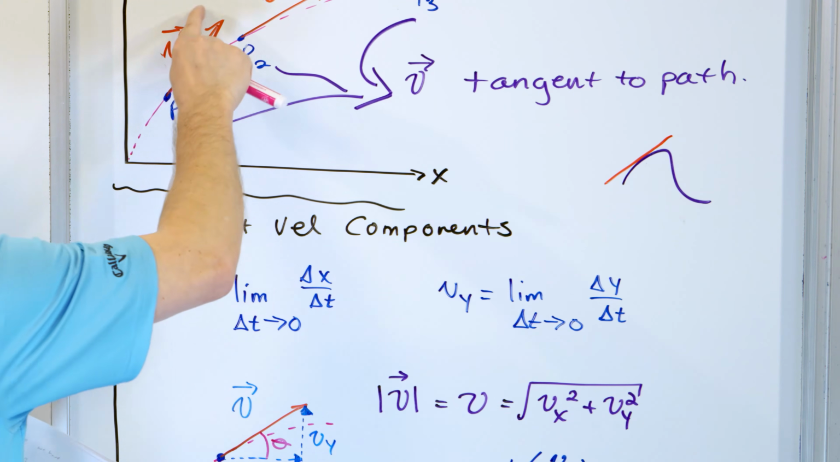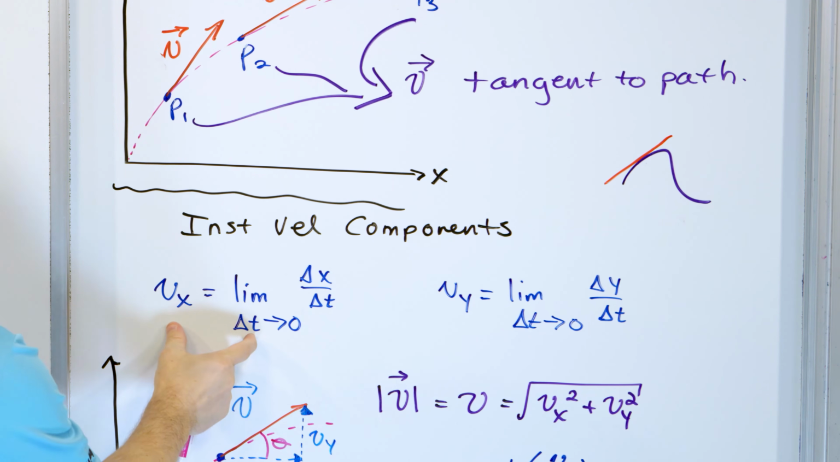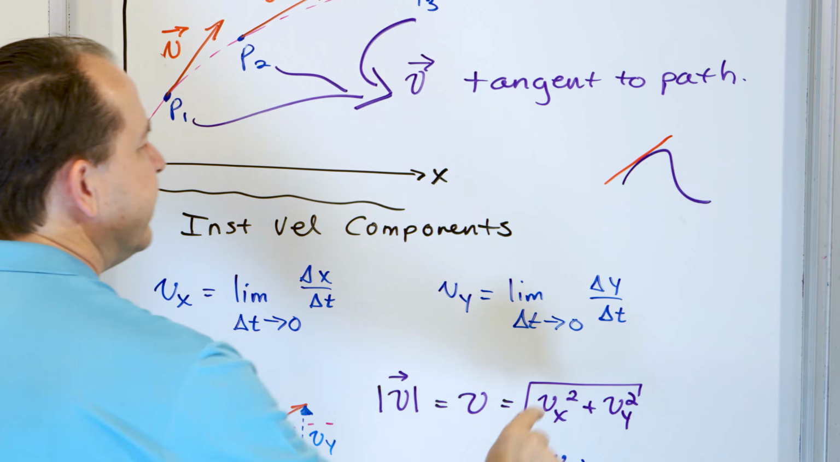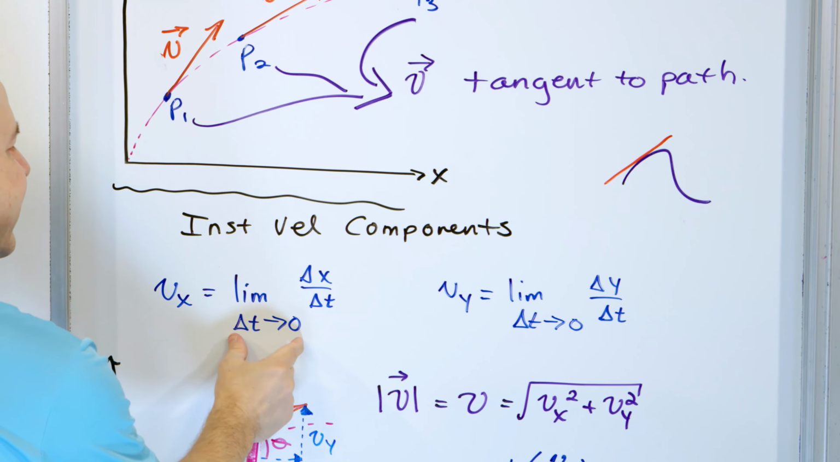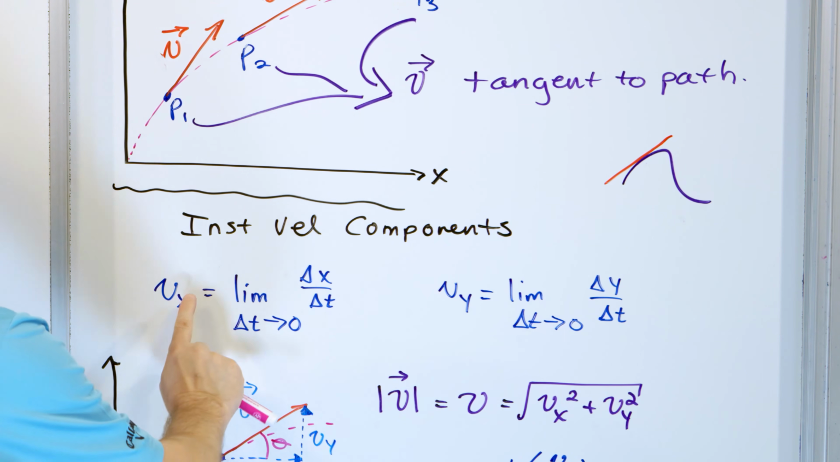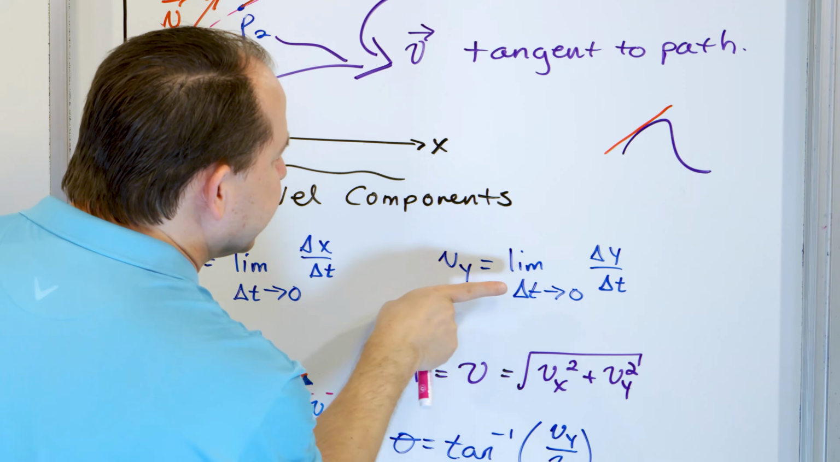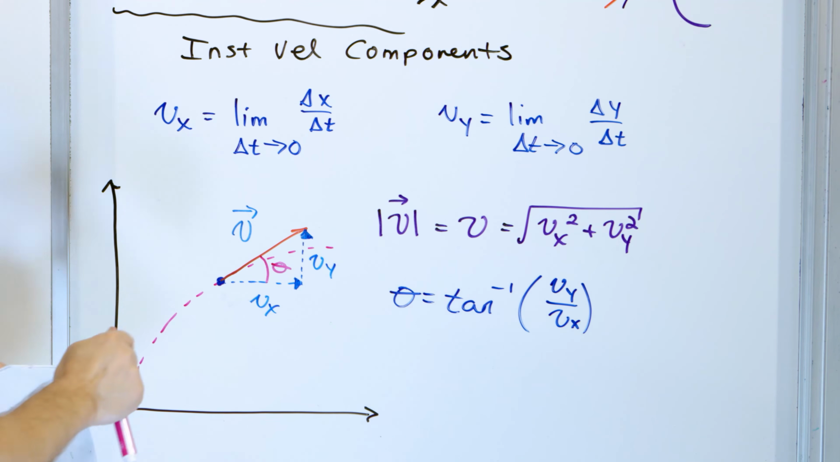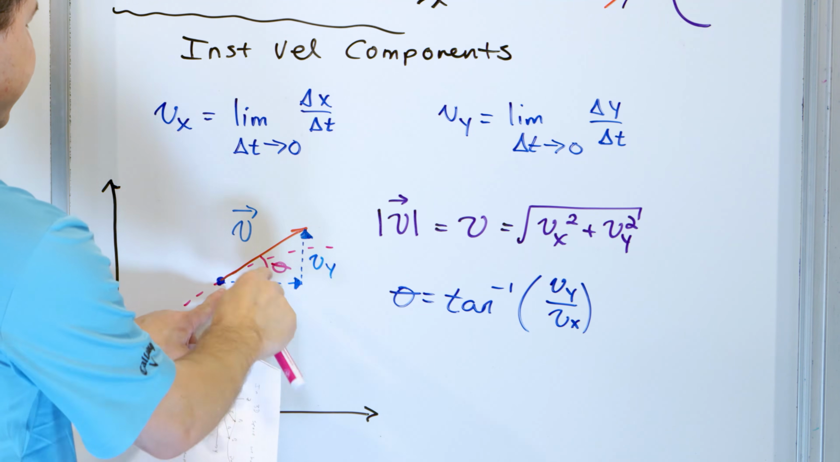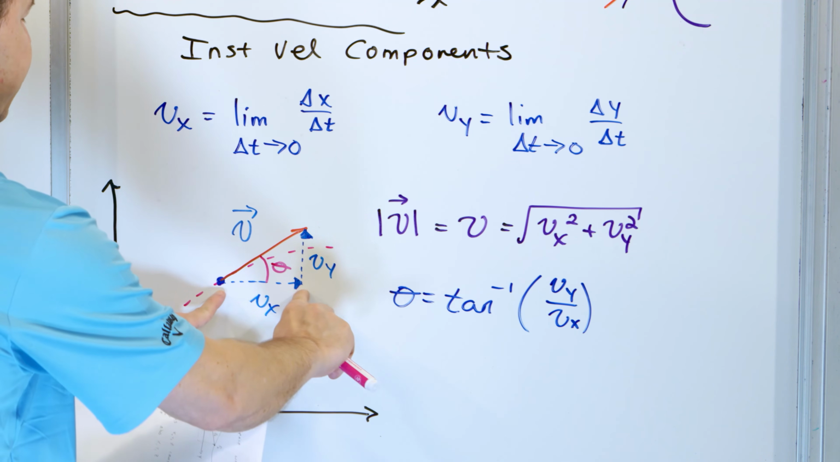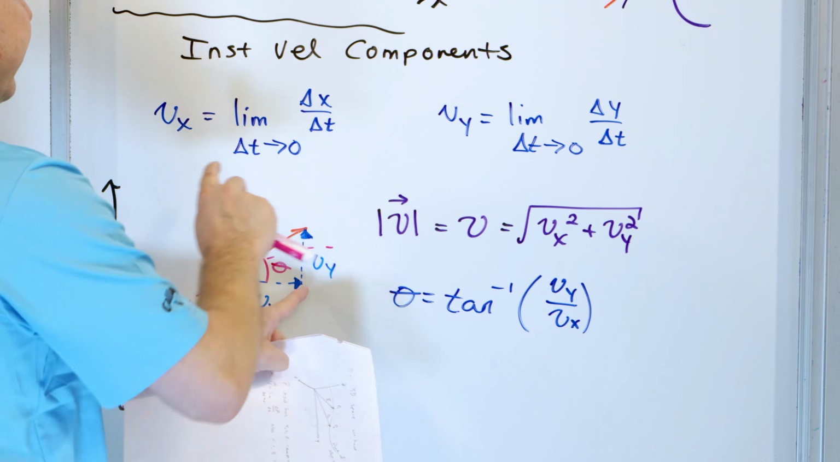But then this instantaneous velocity can have x components and y components as well. The delta x divided by delta t and delta y divided by delta t, as the time approaches 0, gives you the verticalness of the instantaneous velocity and the horizontalness of the instantaneous velocity. You can see it better here. If this is the instantaneous velocity, the velocity in the x direction is this direction, and the vertical velocity is this direction.